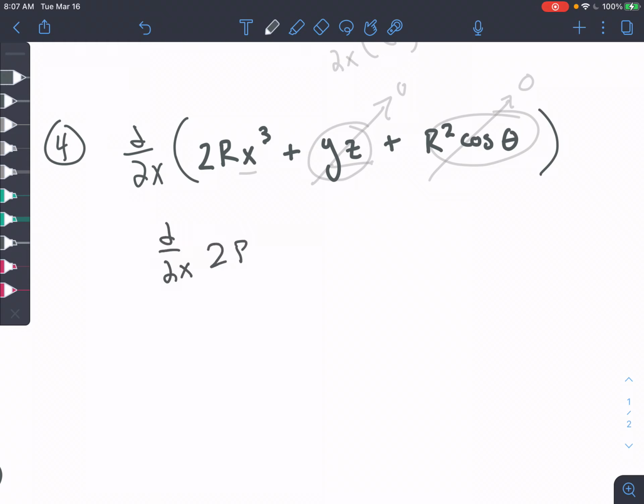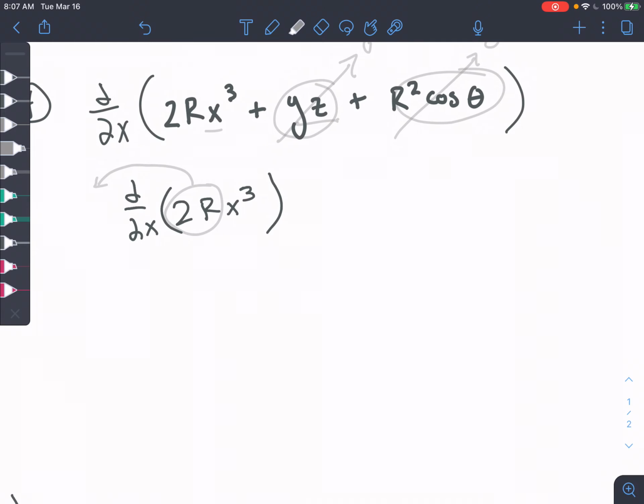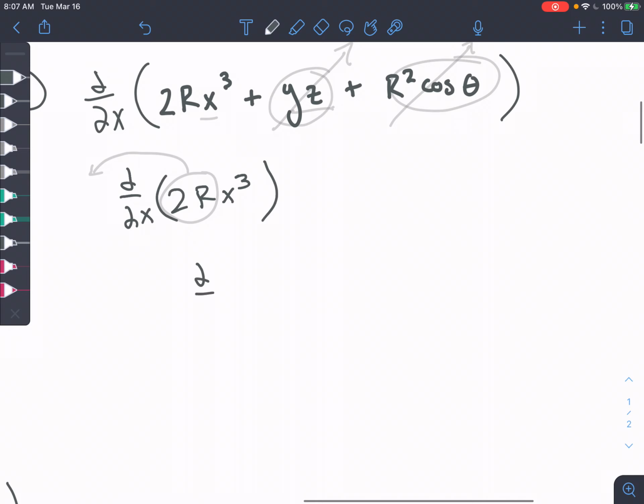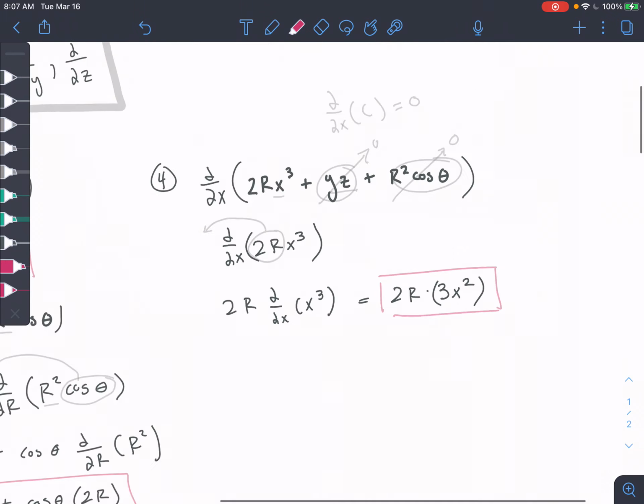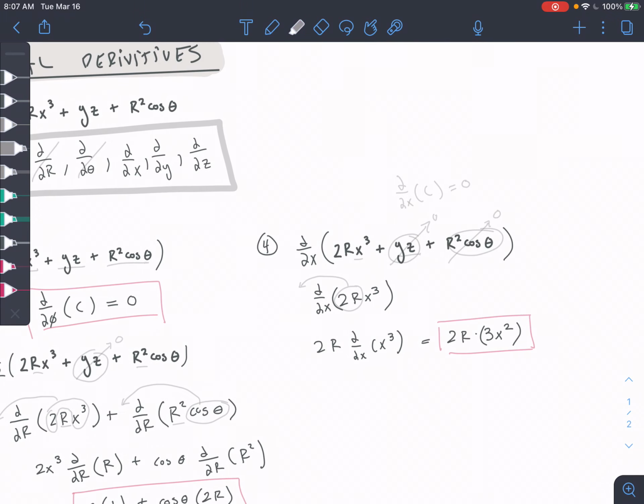Okay, so we have 2r x to the third. So this 2r piece we can treat like a constant, right? Just treat anything that's not x like a number. Okay, this is our only x piece remaining, and we are going to pull our 2r to the outside. Okay, and that's going to equal 2r times 3x squared, because that's just going to be the derivative of x to the third with respect to x. Okay, so that's our answer there. Okay, let's cross that one out.